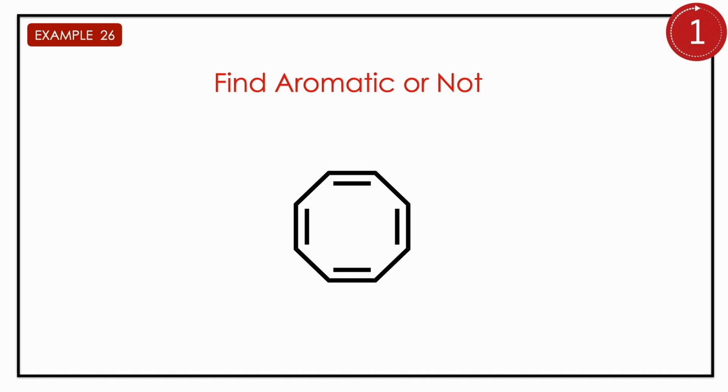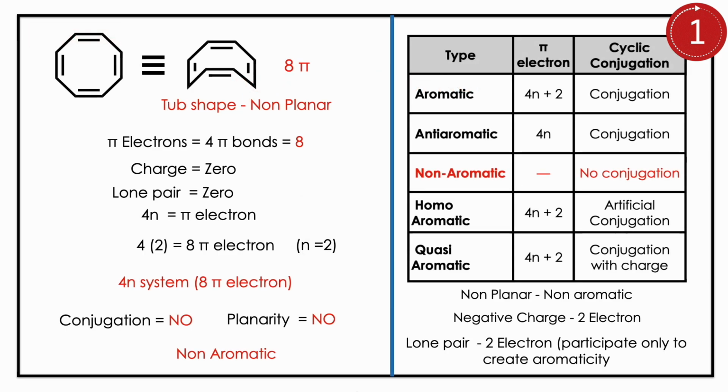Then the important example, cyclooctatetraene. People used to call it COT. You should find whether COT is aromatic or not. The catch is that the compound is actually tub-shaped, or non-planar. Because of strain, it bends and relieves the strain. So it has totally 8 pi electrons, which is 4 pi bonds. Charge is 0, lone pair is 0. So totally 8 pi electrons means it's a 4n system, so n equals 2. So it's a 4n system, but it suffers from zero conjugation, non-planar. So definitely the compound is non-aromatic because of the tub-like shape.